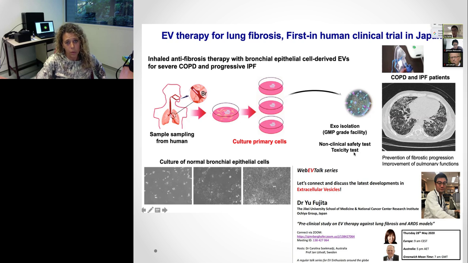So I just want to end by underlining the need of identity, potency, definitions, dose and administration. So we still need to provide many data before we can really go into the clinic with safe products.